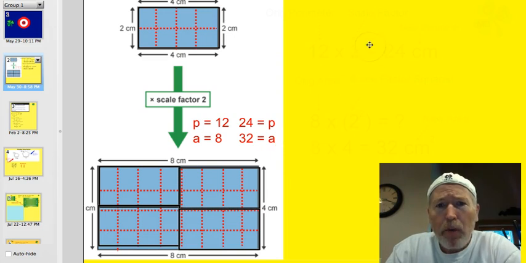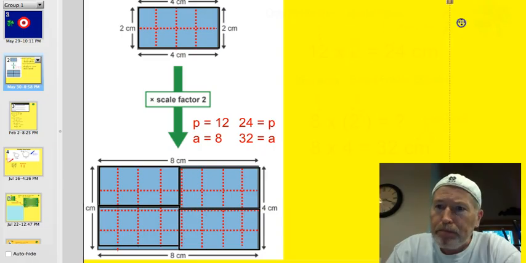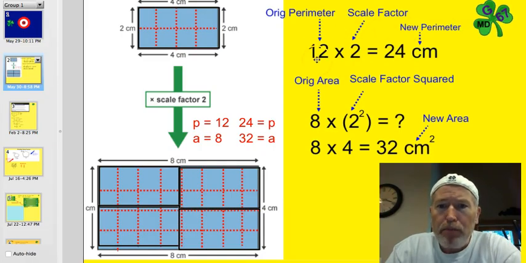All right, let's look at how we could find, given this rectangle and a scale factor, the area and perimeter of this new one if these numbers weren't here. Here's the way it works. You take the original perimeter of this one, which is 12, and you multiply it by the scale factor of 2. You get the new perimeter, 24 centimeters.